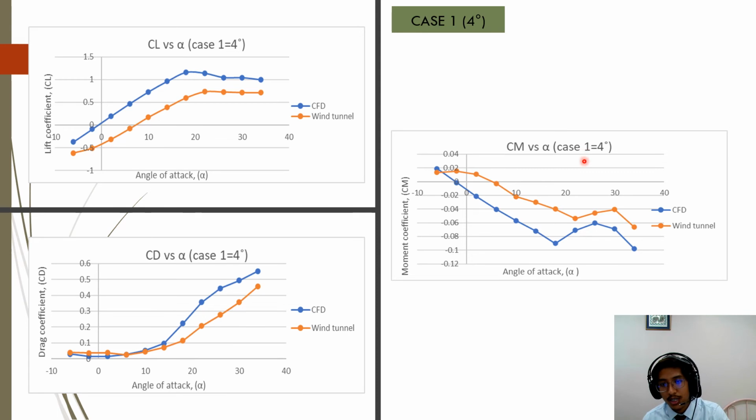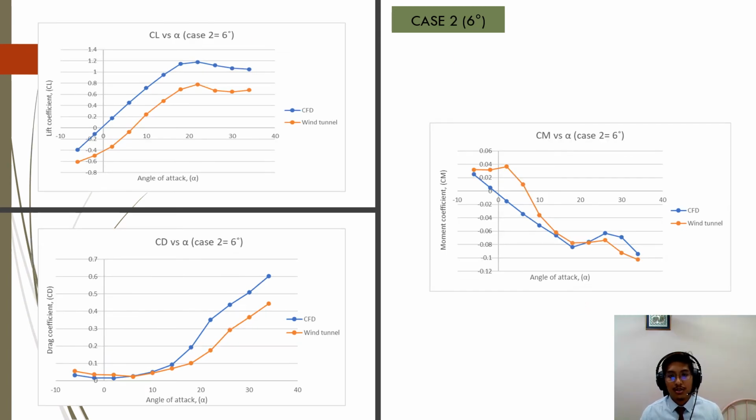For the pitching moment, both the CFD and wind tunnel data had a negative slope, and for the CFD value, when the angle of attack reached 18 degrees, it started to increase and then stall back. For the wind tunnel, the increase of the pitching moment started when the angle of attack reached 22 degrees, and after that it started to stall back.